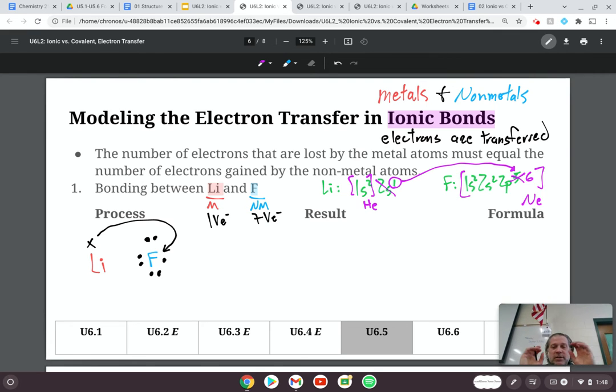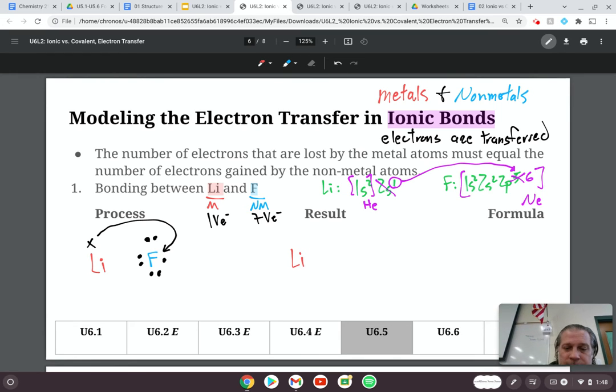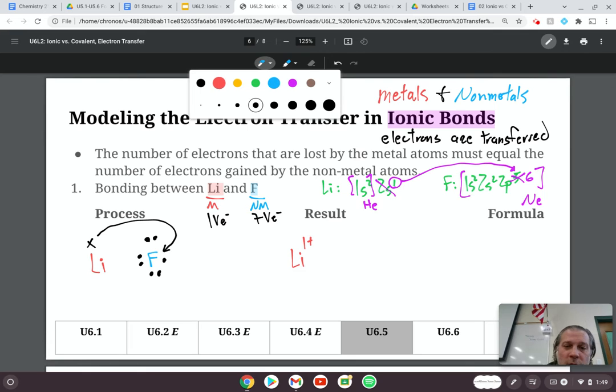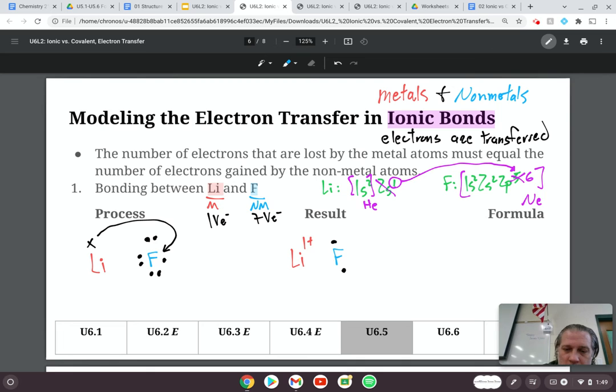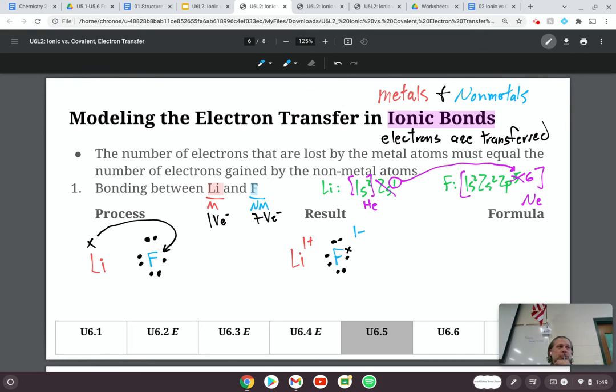So in terms of transferring electrons, all these atoms are doing is attempting to get to a more stable arrangement. And the more stable arrangement is the full octet. Okay. So when I rewrite these as my result, I'm going to have lithium, and lithium got rid of an electron, so it becomes a +1. And fluorine, I'm going to draw with all the electrons around it, including the one that it gained, and I'm going to say that it's a -1.